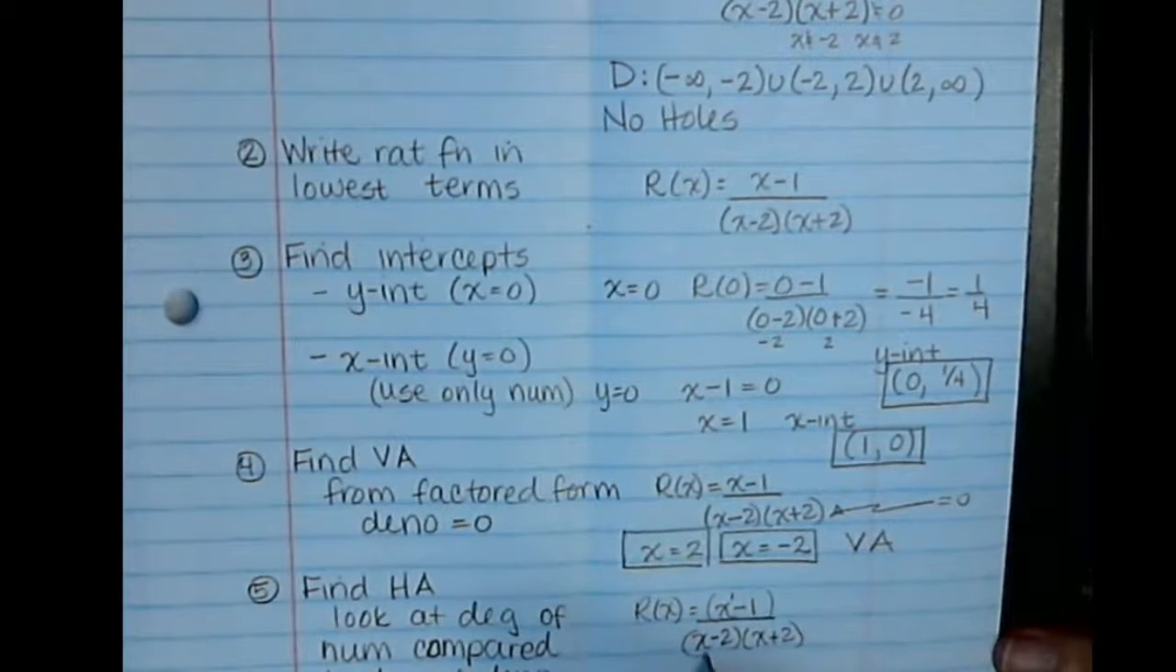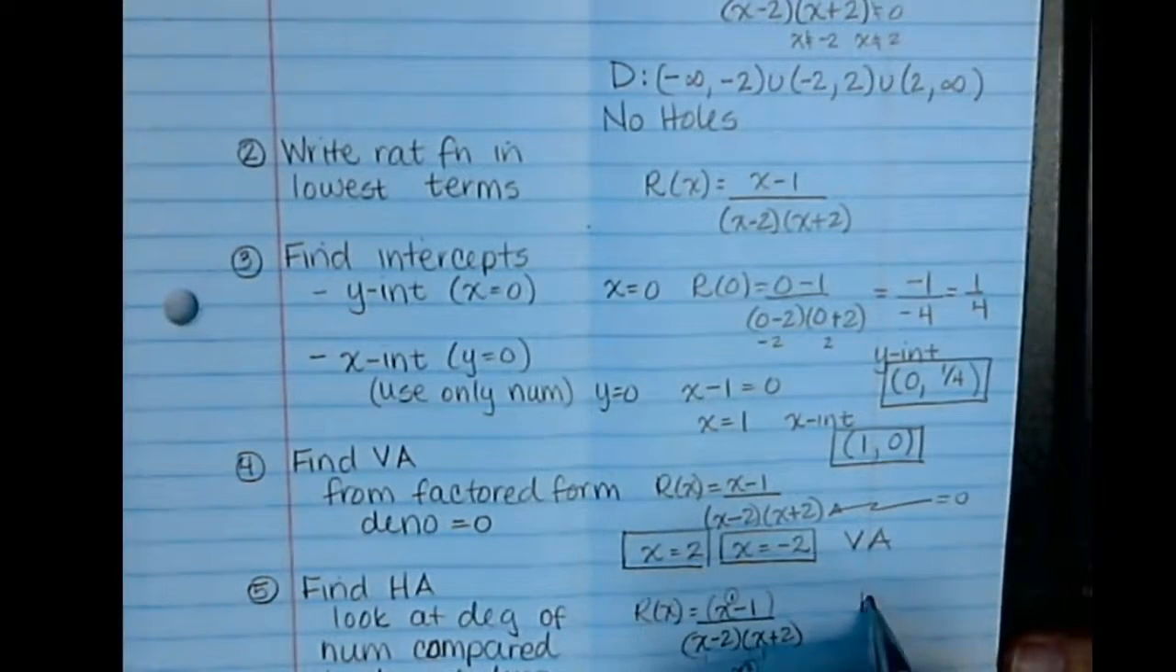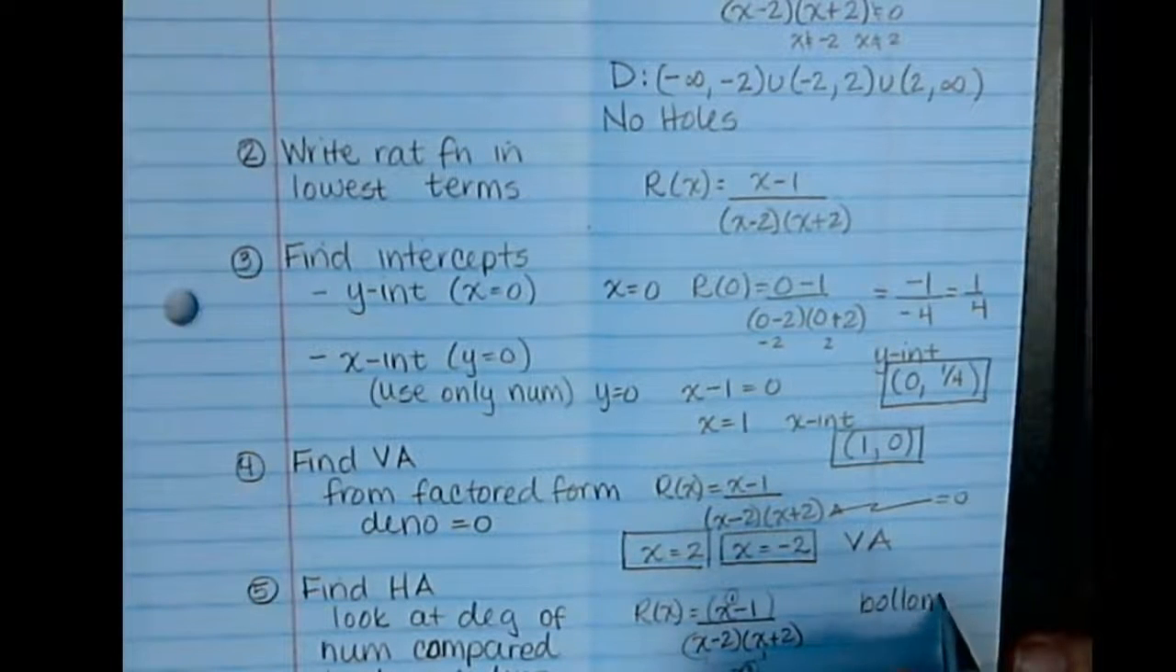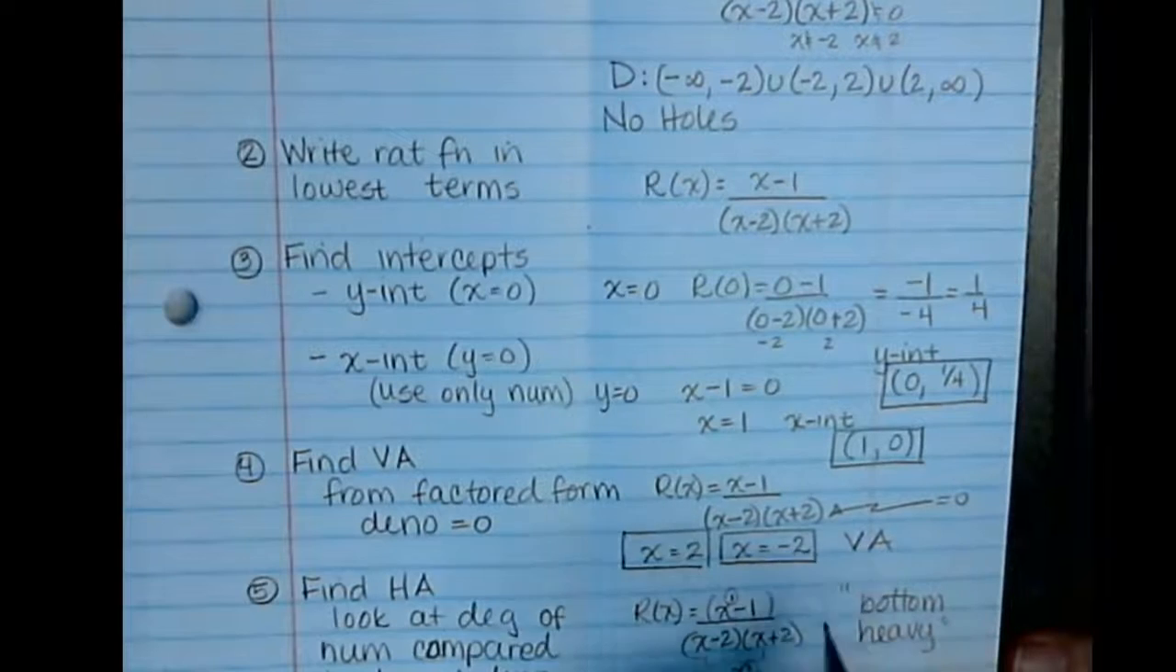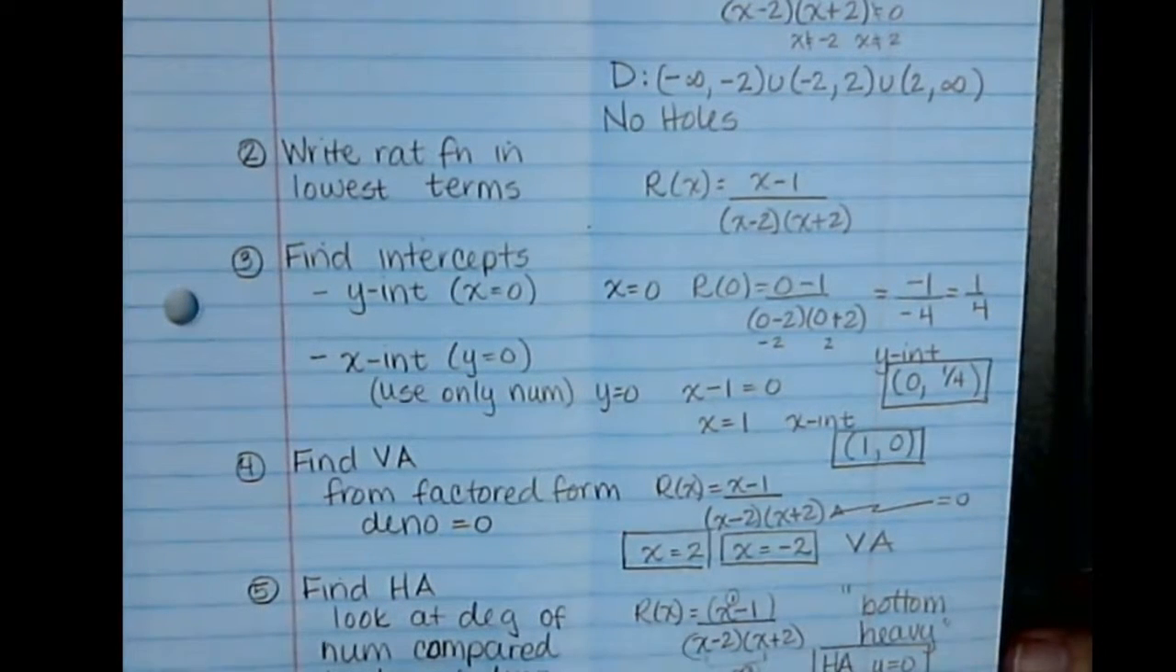And remember, when I multiply these two, I get x squared. So the degree at the bottom is 2, and the degree at the top is 1. Because we are bottom heavy, we know that the horizontal asymptote will be y is equal to 0. We learned that in our last lesson on Wednesday.